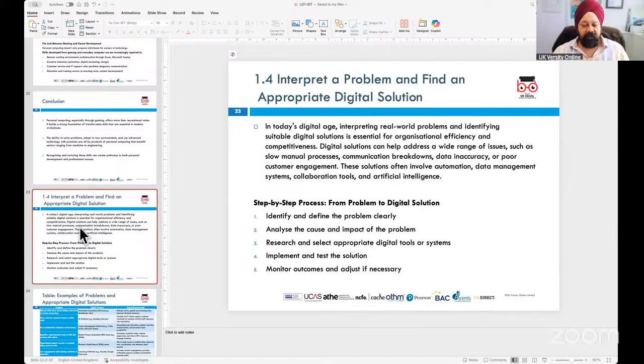Now, the last assessment criterion that we have is to interpret a problem and find an appropriate digital solution. So here, what we have to look at is what is a problem that you face. You have to think of a real world problem and then look at what kind of solution you can get using digital technologies or computing. Think of a real world problem that you have in any aspect or any area of your work in the course or otherwise. Can you think of a real world problem that you face which can be resolved through the field of computing?